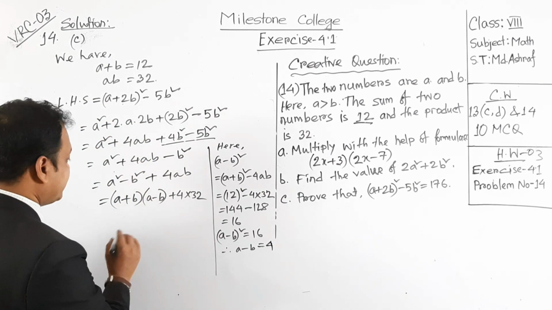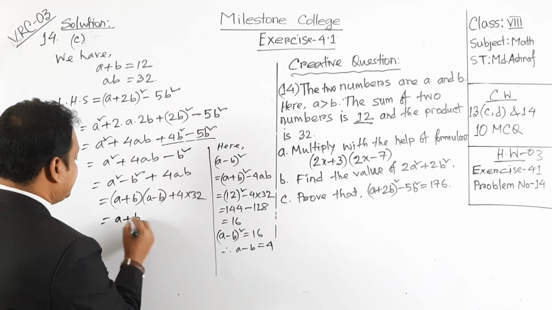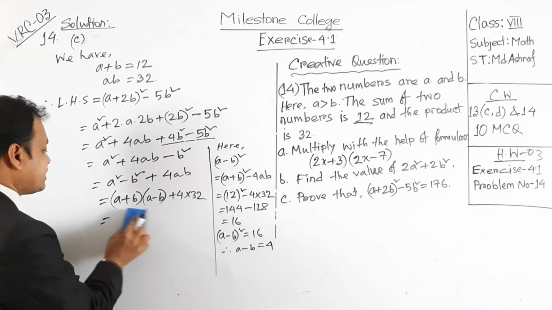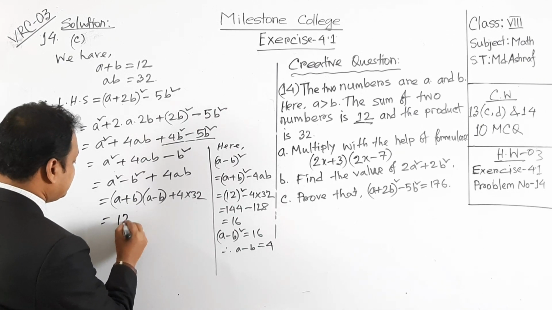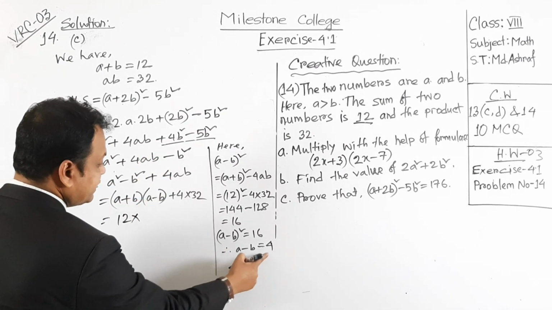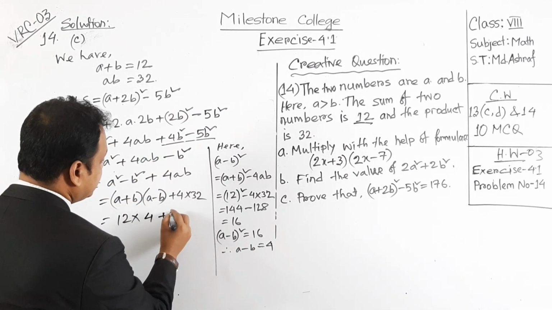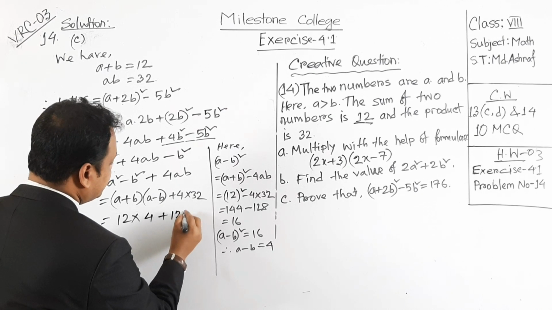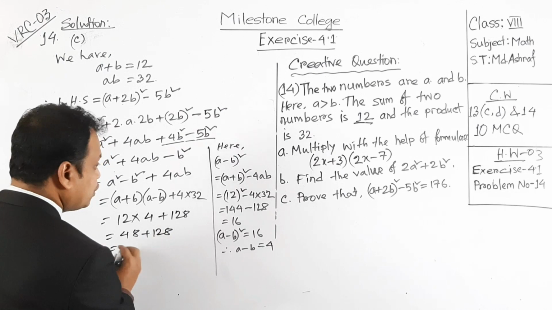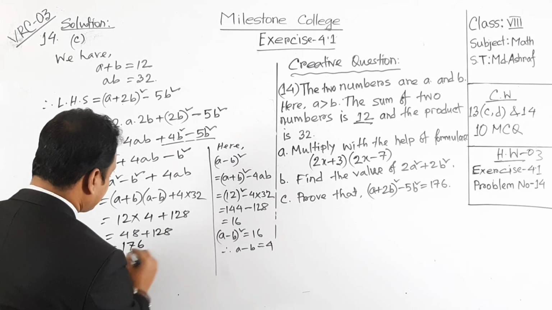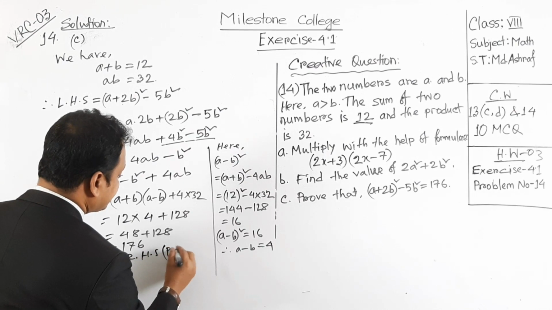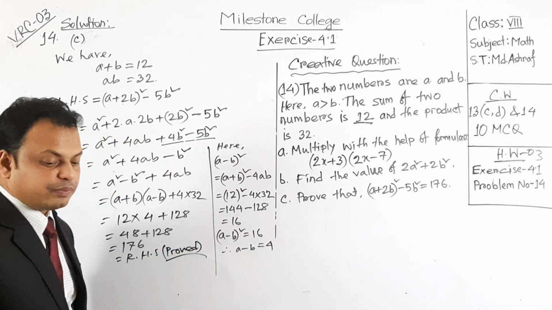Okay, so now put the value of a plus b. What is the value of a plus b? 12, multiplied by a minus b, which we have got as 4, gives 48, plus 128, then we get 176. Which one is the right hand side? 176. So left hand side equals right hand side, that means it's proved. So the proof is completed.